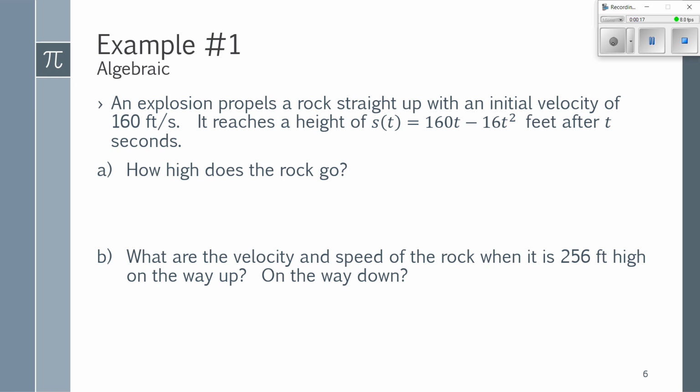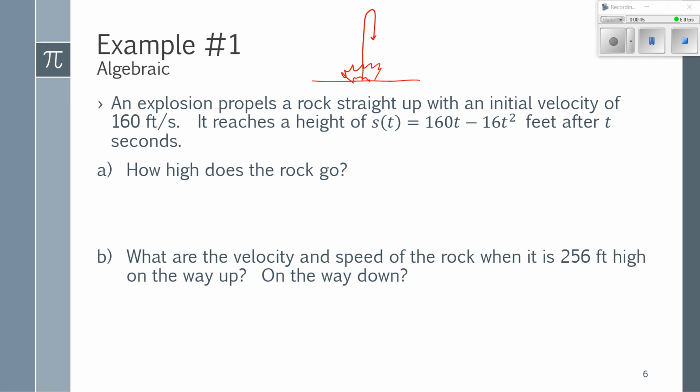So here we have an explosion that propels a rock straight up with an initial velocity of 160 feet per second. It reaches a height of s of t equals 160t minus 16t squared feet after t seconds. So a lot of times a little picture can help. So we have a rock, there's an explosion, it's going up, and it's coming back down. We want to know how high the rock goes.